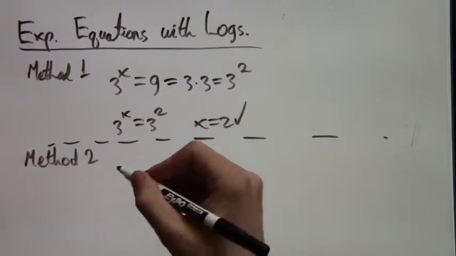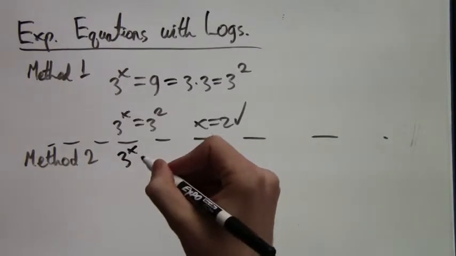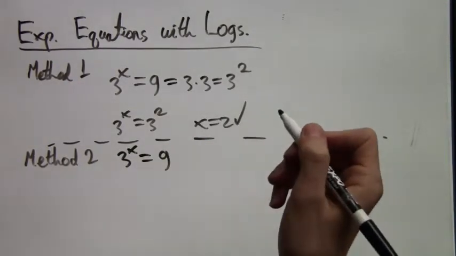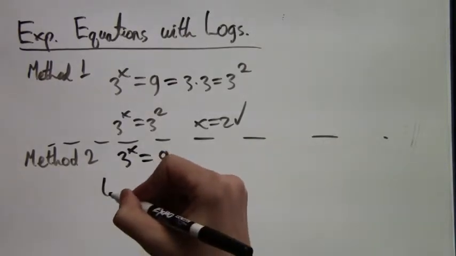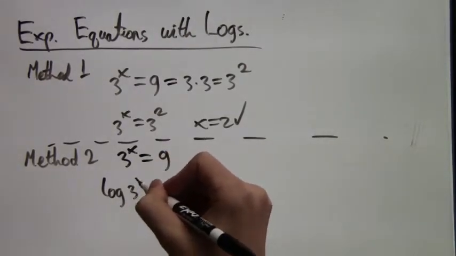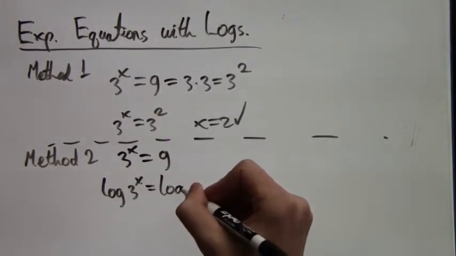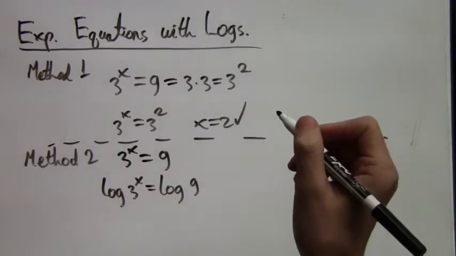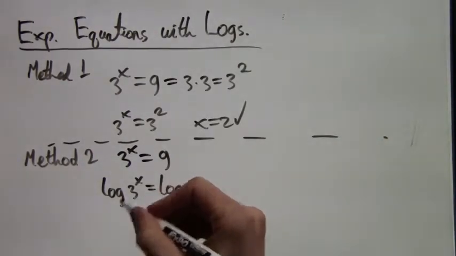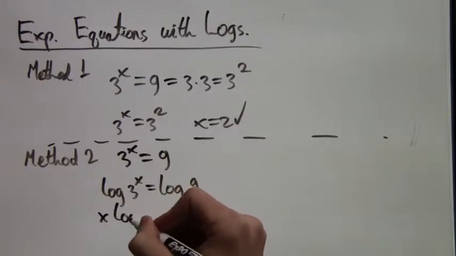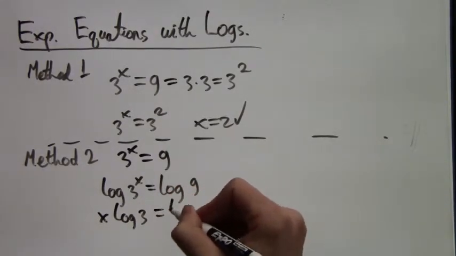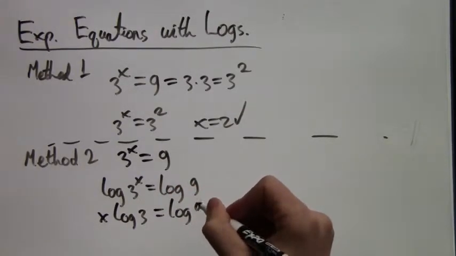This is how the method works. We start with 3 to the x equals 9, our original exponential equation, and then we take the log of both sides, the base 10 logarithm. Now we have 3 to the x, so by the properties of logs, we get x times log of 3 equals log of 9.